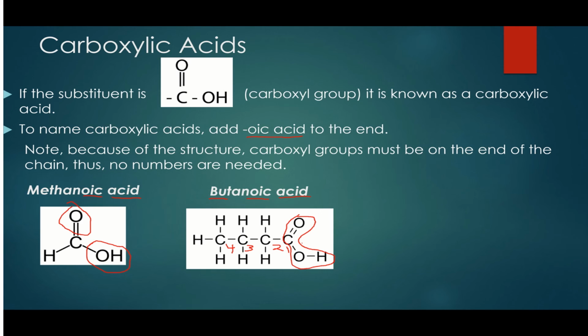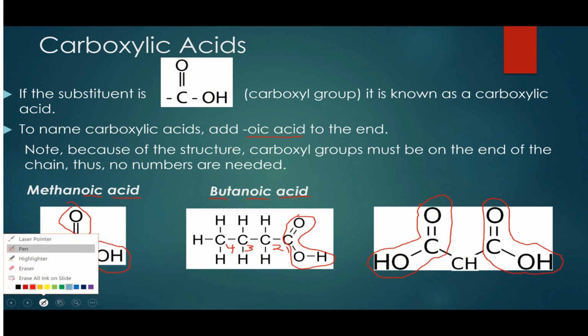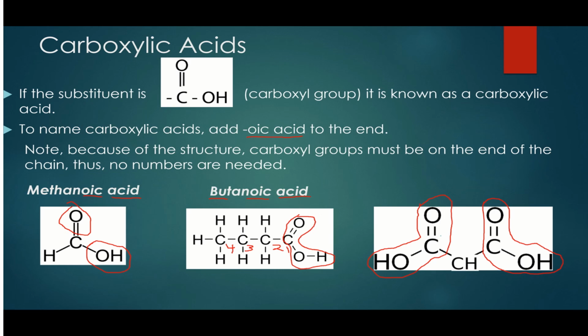Now, just because we don't need numbers doesn't mean we can't have multiple carboxylic acids. So here's an example. Again, we should identify right from the get-go. We have a carboxylic acid here on this end, and then another one here on the other end. That's interesting. But given our knowledge of naming, we should be able to figure this one out. And let's count the carbons. 1, 2, 3 total carbons.